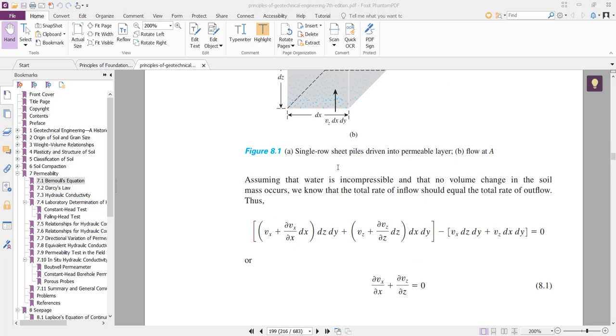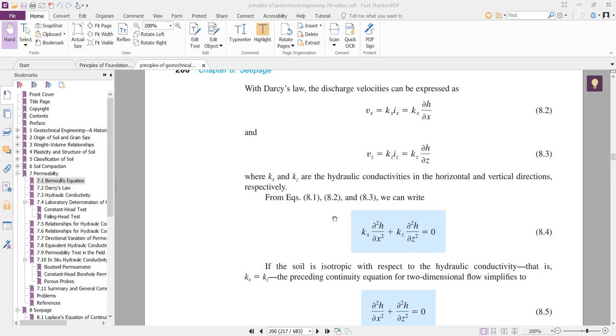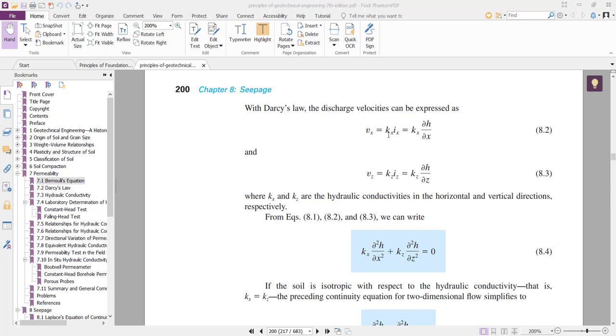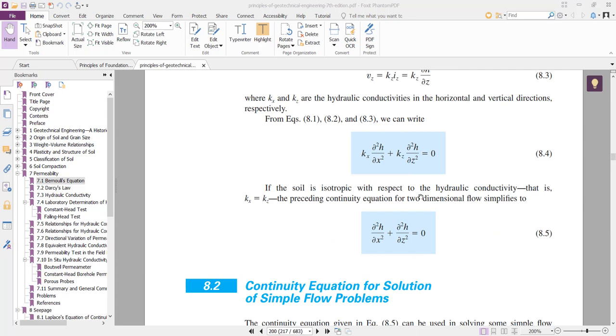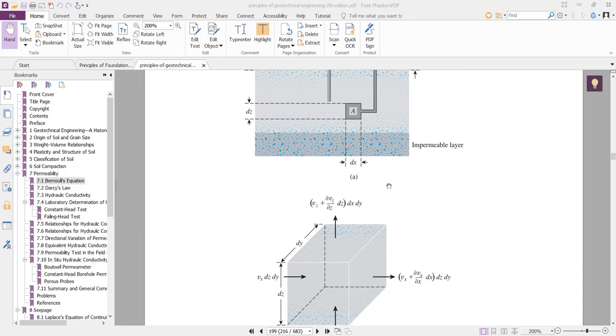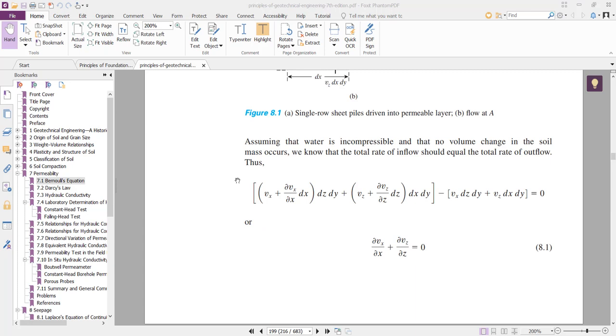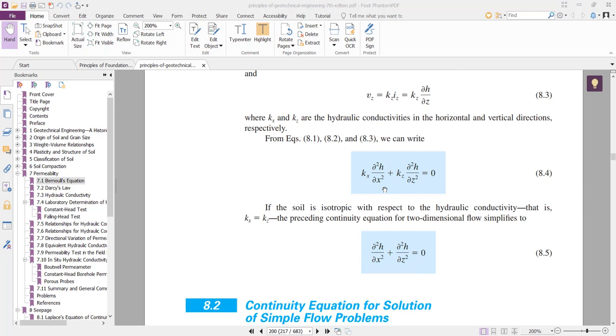As we can see, this is the Laplace equation. Vx equals the coefficient of permeability in the horizontal direction, and vz is the coefficient of permeability in the z direction, so we can calculate vx and vz through this equation. After this we can substitute in this equation here. This equation came from this one. If we substitute, this will be the equation here. And finally, this is the equation.